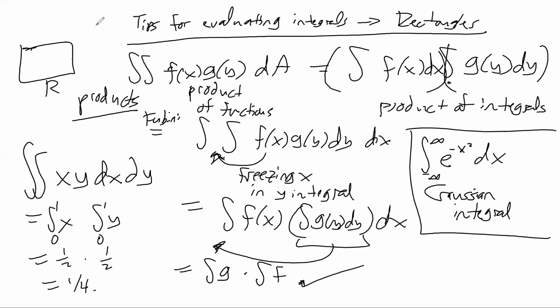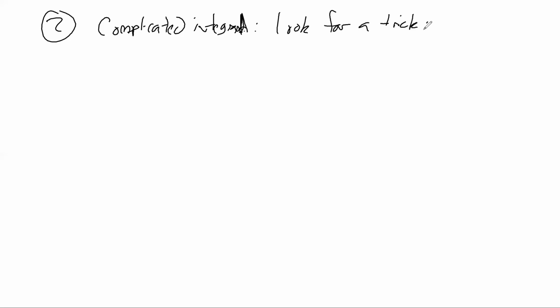Another tip. I'm just going to go ahead and call this tip 1, products. The second tip is for when the integrand looks complicated. So if you have a complicated integrand, look for a trick. So the first trick I'll mention is exact derivative.